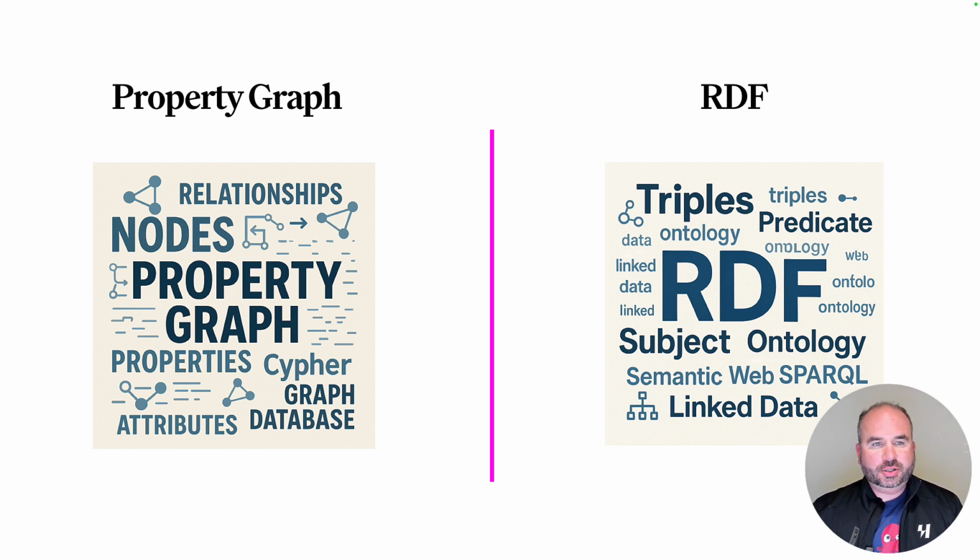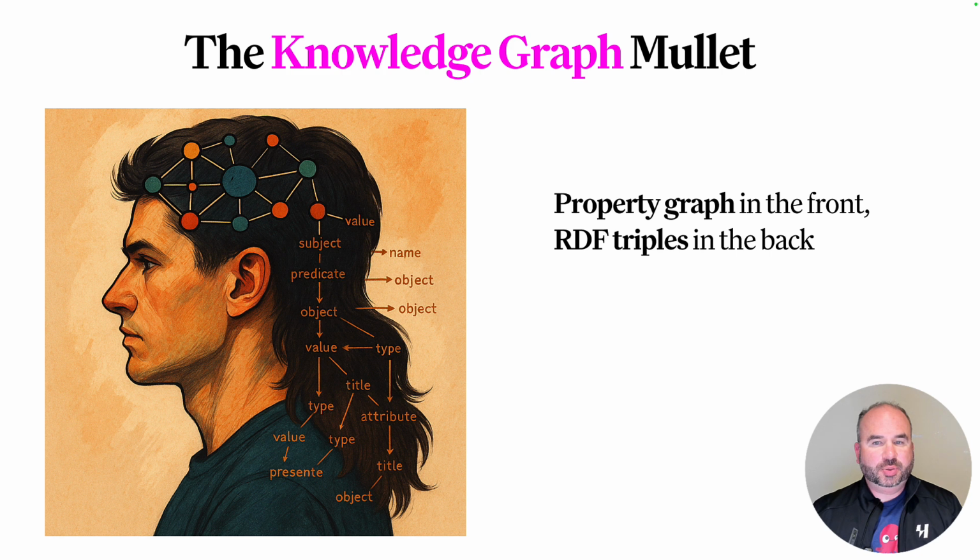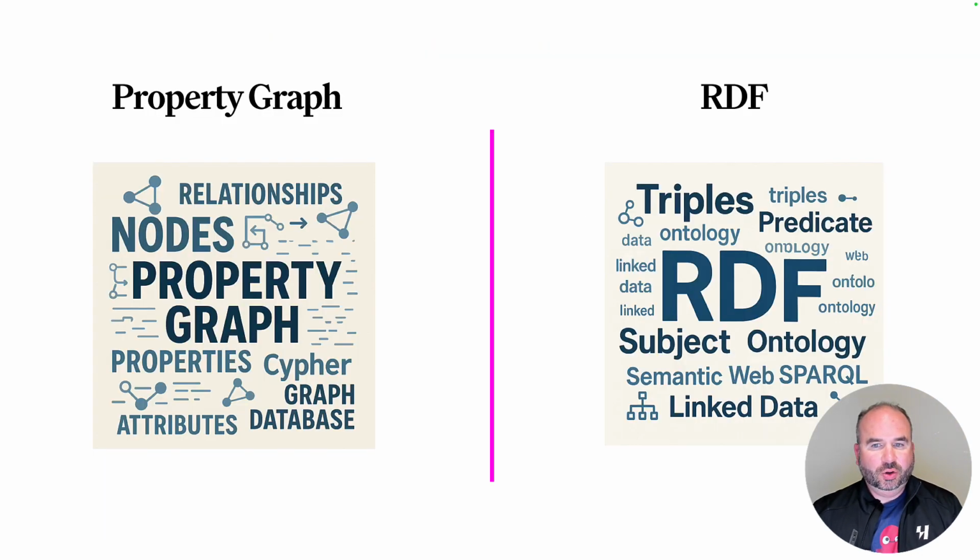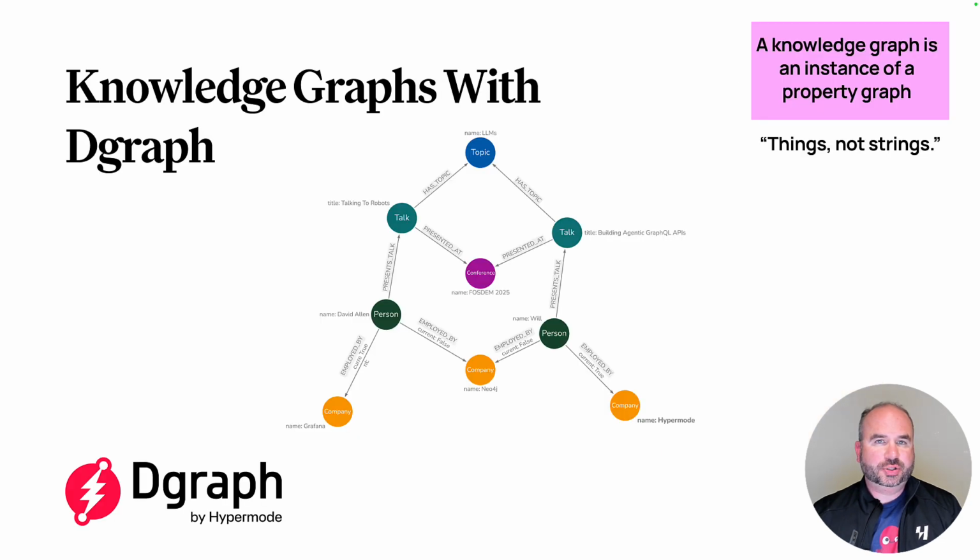What I want to show today is that these concepts can be used together, where we can leverage the best of both worlds to expose a property graph model for how we want to think about and query the data, but leverage the scalability of RDF triples in our knowledge graph system. We're going to take a look at an open source project called Dgraph to work with our knowledge graphs.